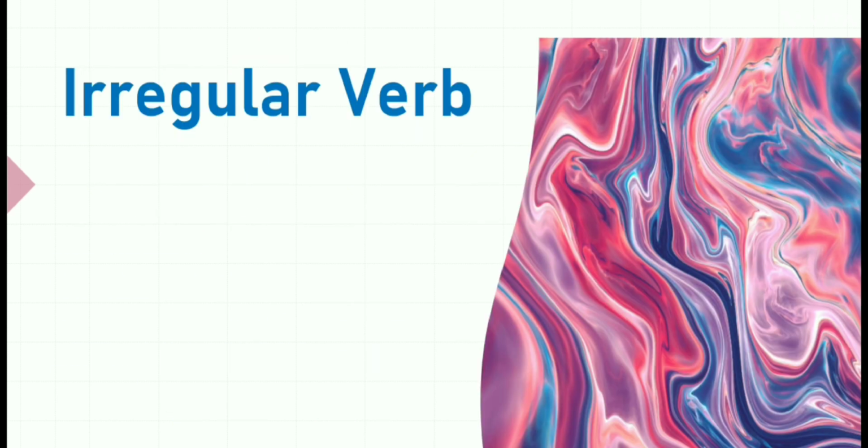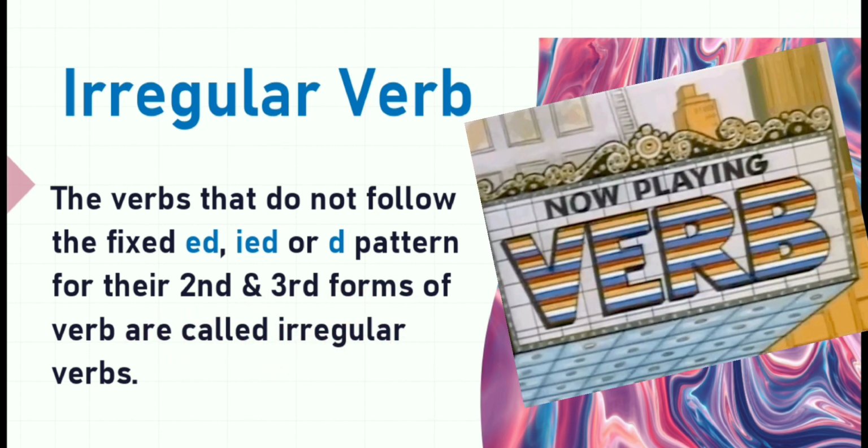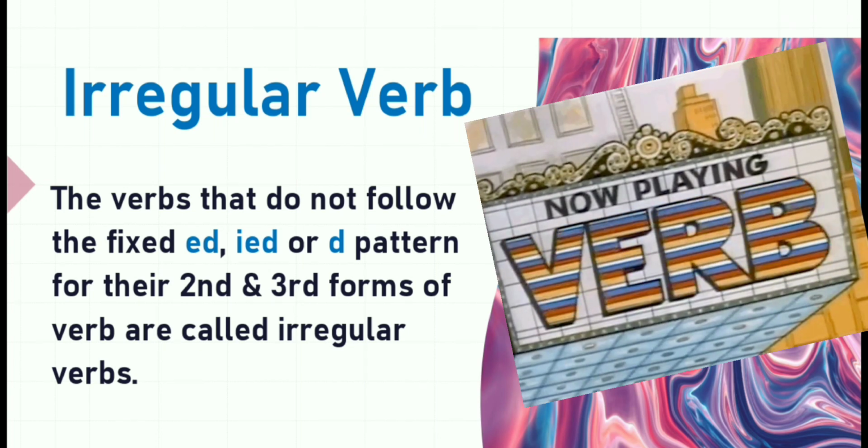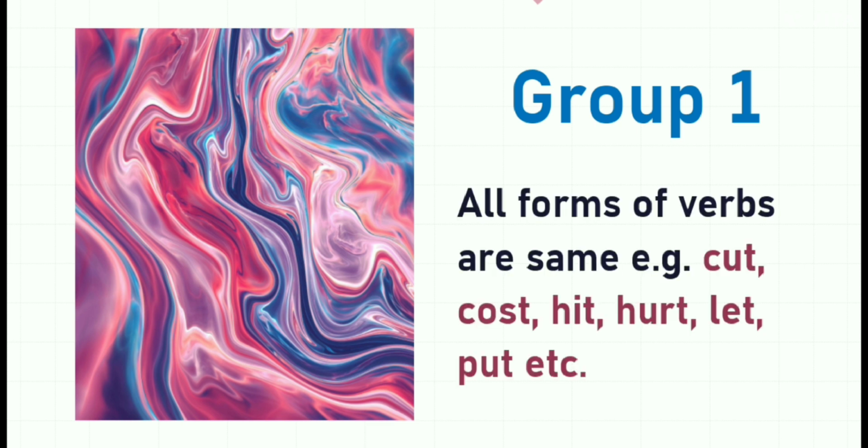Irregular verbs. The verbs that do not follow the fixed ed, ied or d pattern for their second and third forms are called irregular verbs. But this is a little bit confusing. Irregular verbs are divided into different groups. Let's see. Group number 1. This is the easiest group. In this group, all forms of the verb are the same.